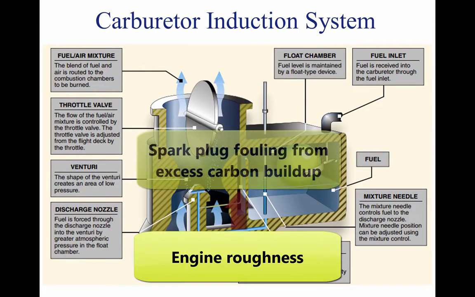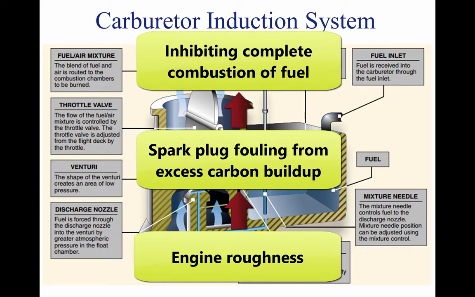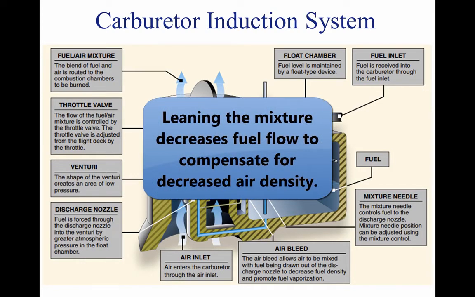The roughness normally is due to spark plug fouling from excessive carbon buildup on the plugs. Carbon buildup occurs because the rich mixture lowers the temperature inside the cylinder, inhibiting complete combustion of the fuel. This condition may occur during the pre-takeoff run-up at high-elevation airports and during climbs or cruise flight at high altitudes. To maintain the correct fuel-air mixture, the mixture must be leaned using the mixture control. Leaning the mixture decreases fuel flow, which compensates for the decreased air density at high altitude.